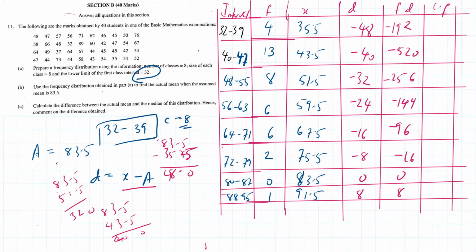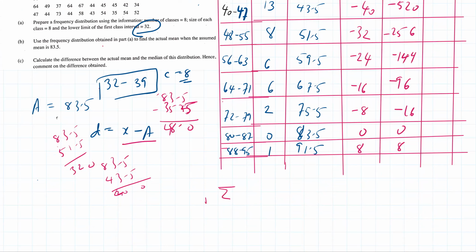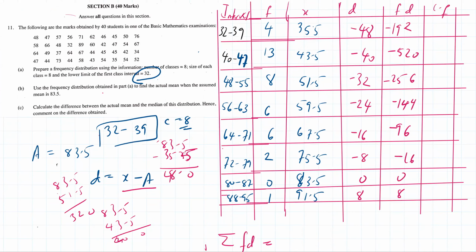So now we are going to check the summation of FD, equal to how much? So you are going to add 192, 520, 256, 144, 96, 16, and positive 8. So you get negative 1,216.